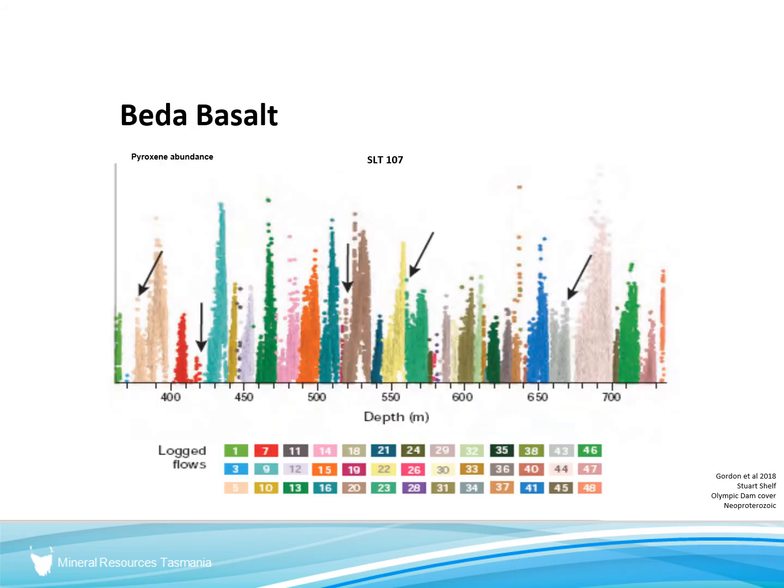Here's an otherwise difficult to interpret stack of basalts, the beta basalt in the Olympic Dam cover sequence, and HyLogging it was able to identify all the separate individual basaltic flows in here just by mapping out the pyroxene abundance. So the pyroxene increases in abundance as you go from the top of the flow down to the bottom of each one. So lots and lots of flows here, but visually this stuff's very, very hard to pick up without it. So that's the benefit of those infrared eyes.